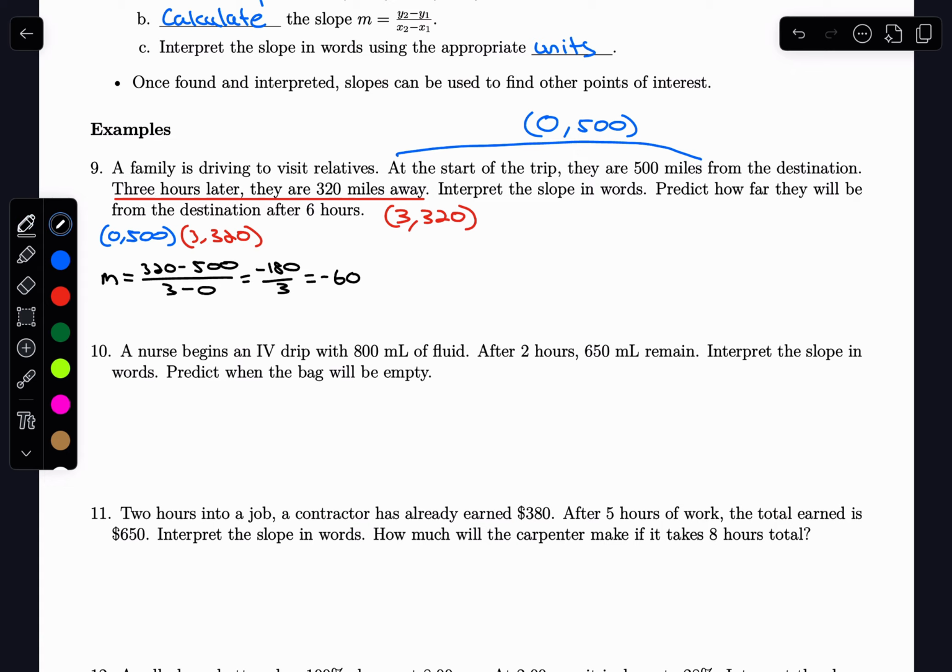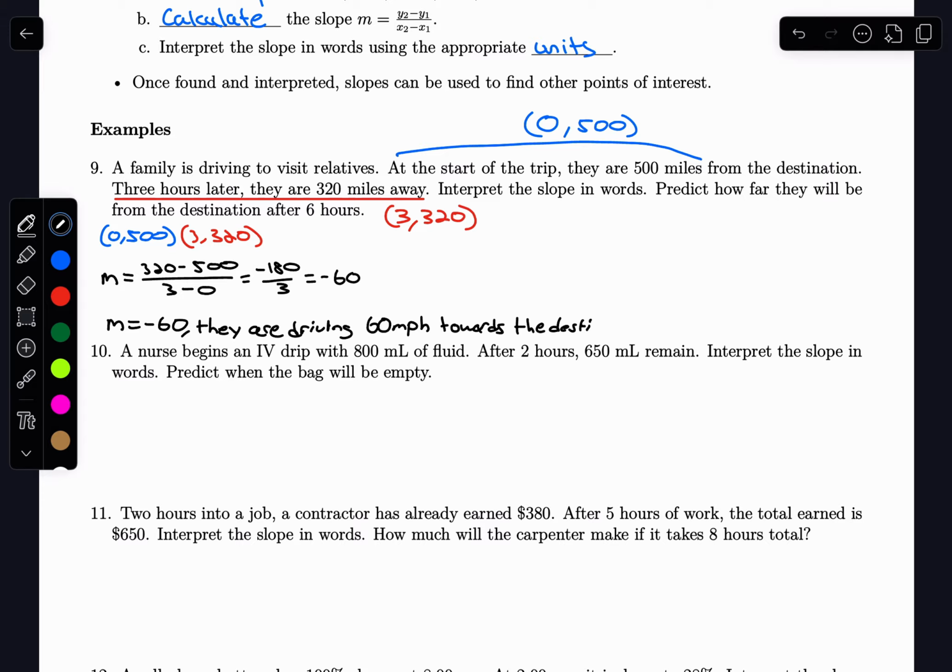So this negative 60 here, so m equaling negative 60, is that they are driving, let me spell driving correctly. They are driving 60 miles per hour towards the destination.